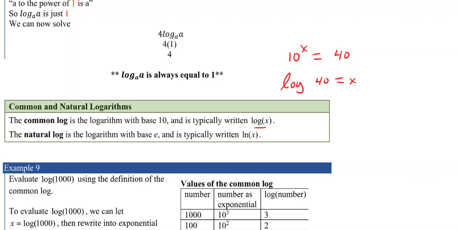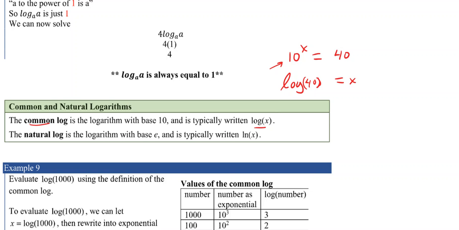And the reason for it is because base 10 is so common, right? That's why it's called a common log. So we just use shorthand like this, just log of 40, right? This should probably be a little bit closer or in brackets. So log of 40 is equal to x, and we just write it like that without writing the 10. But if you don't have anything written there, it really does imply that it is log base 10, okay?